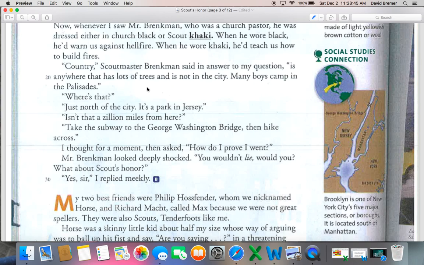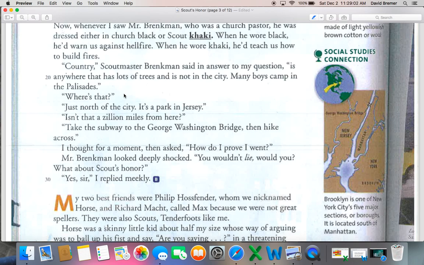Many boys camp in the Palisades. Where is that? Just north of the city. It's a park in Jersey. Isn't that a zillion miles from here? Take the subway to the George Washington Bridge, then hike across.